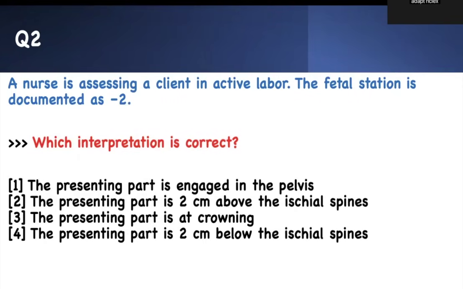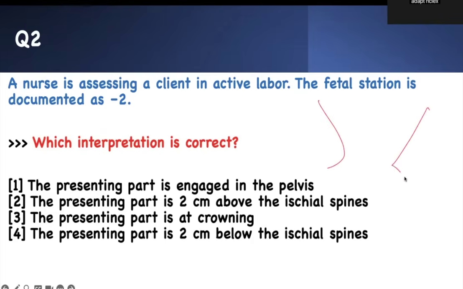Number 2, which interpretation is correct? A nurse is assessing a client in active labor, okay? The fetal station is documented as -2. Which interpretation is correct? This requires a little bit of content, but like I said, it's basic. If you don't know anything about maternity for the NCLEX, these are little things you have to know so that when they throw the hard ones at you, you'll be able to at least make your way through and answer it. Therefore, you have to know what a station is.